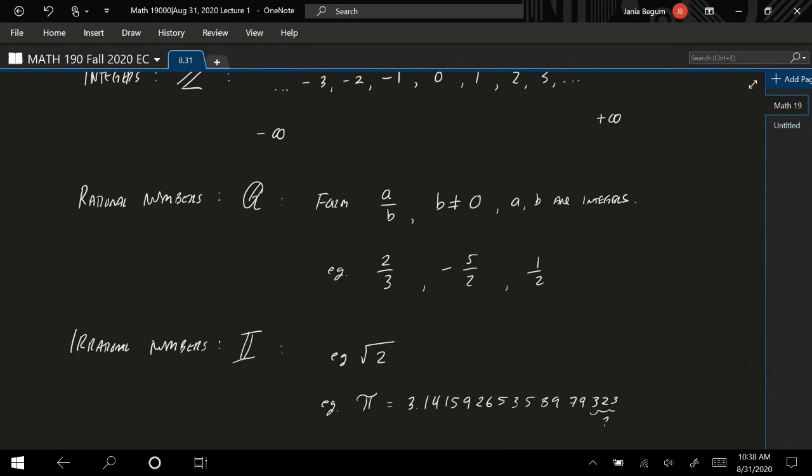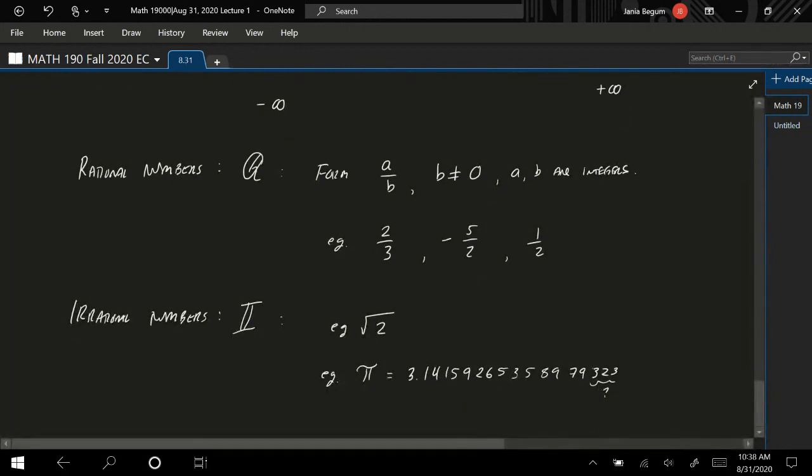Now, if you try to look for any pattern between these numbers, 14, 15, 9, 2, 6, 5, 3, 5, there's no pattern. They're just coming out of the blue and you just can't see any pattern. So that's why we say pi is also an irrational number. And same thing for square root of 2. That's about 1.2, blah, blah, blah. Who cares what it is? It's irrational. And another one, very well known, is the number e.